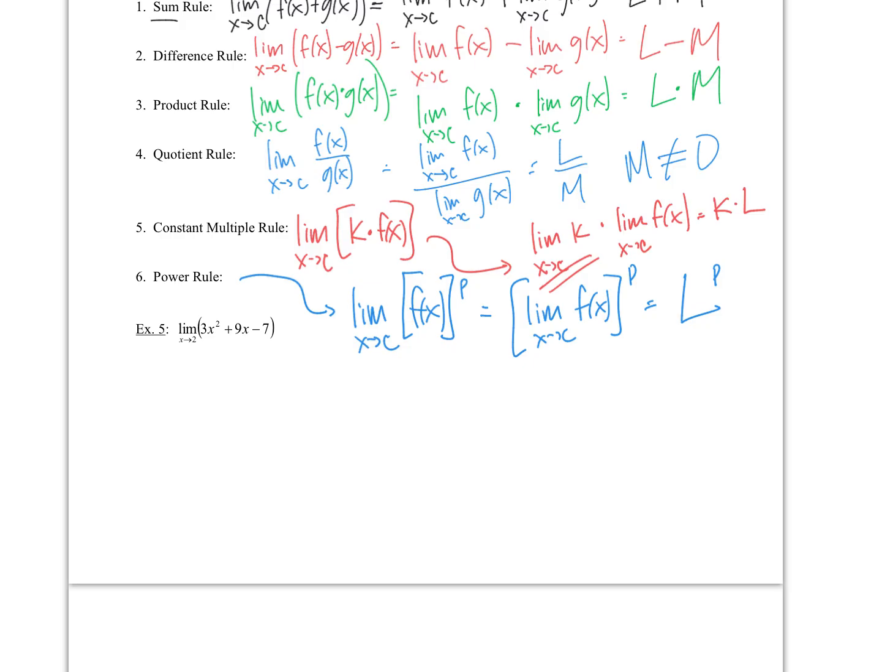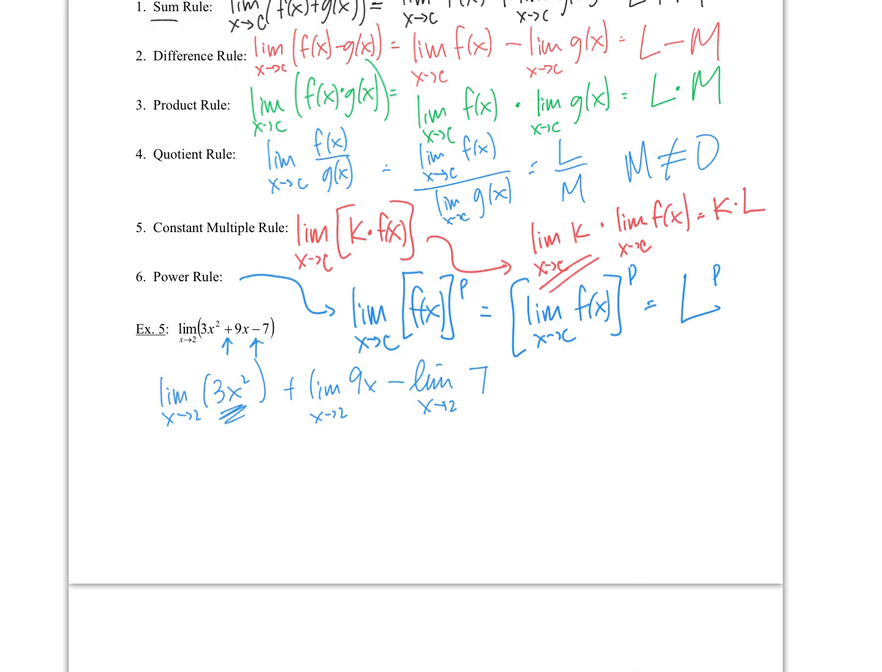All right, so the first thing I'm noticing is that I have a sum and I've got a difference. So I'm gonna break this apart into 3 separate limits. The limit as x approaches 2 of 3x squared plus the limit as x approaches 2 of 9x minus the limit as x approaches 2 of 7.